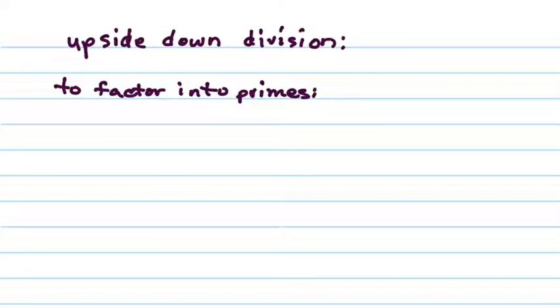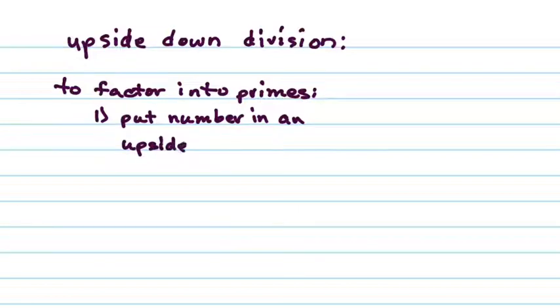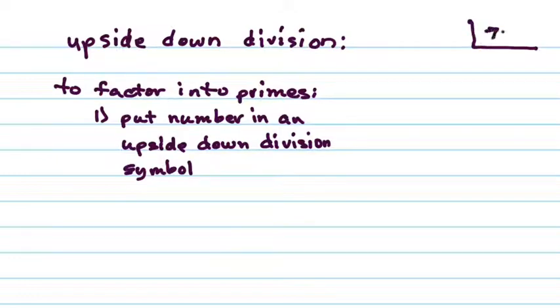Okay? If you're going to factor something into primes, that means the only numbers I want to divide by are prime numbers. So first, put your number in an upside down division symbol. I know this sounds weird, but all it does is keep you more organized. So let's say we're doing 32, that was the one they were doing, right? So all I did was put my number in my upside down division symbol.